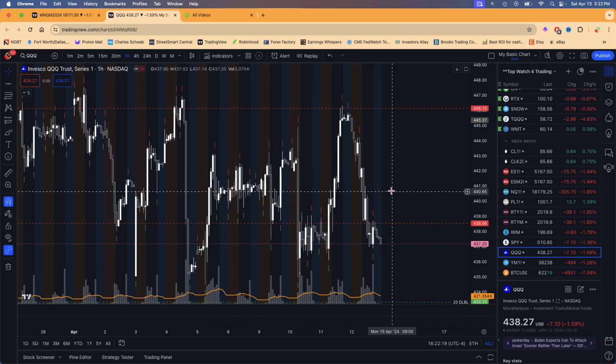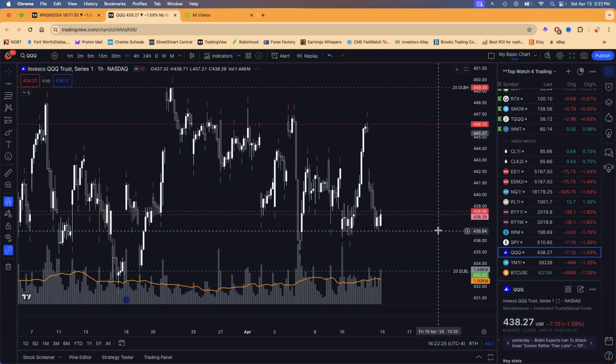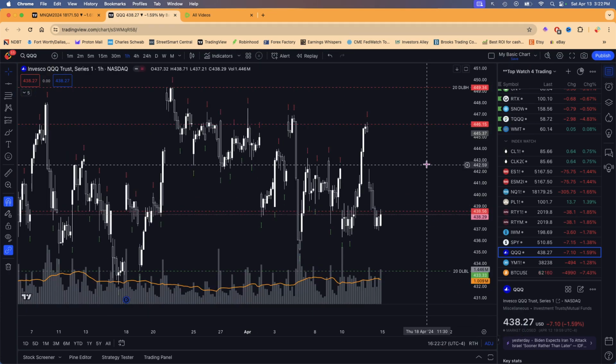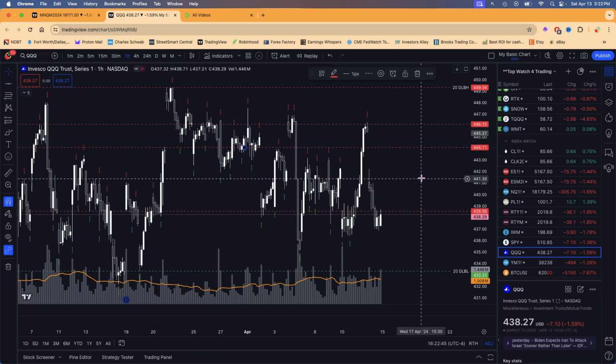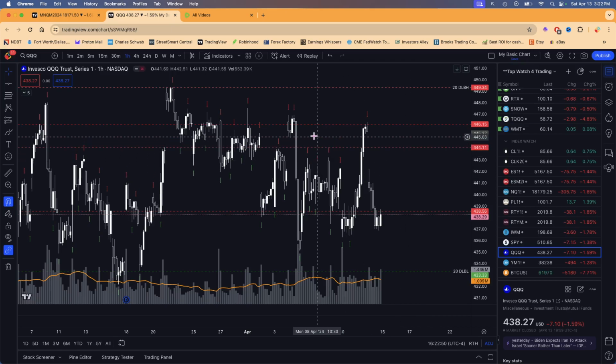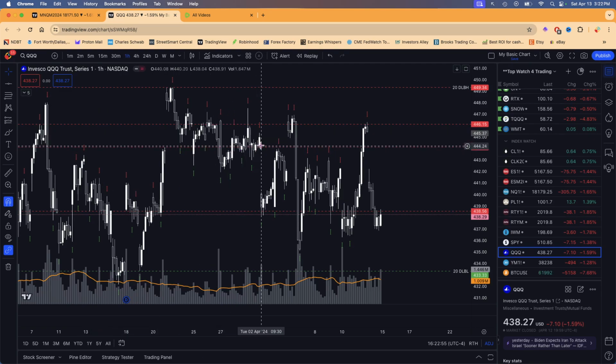You can see sometimes I like to turn off the electronic or extended trading hours and just put it to regular. That way you know you're charting price action during market hours instead of after hours. So that looks like a really good level right there, this 444. So I'm going to put that there. It's been resistance several times and support.